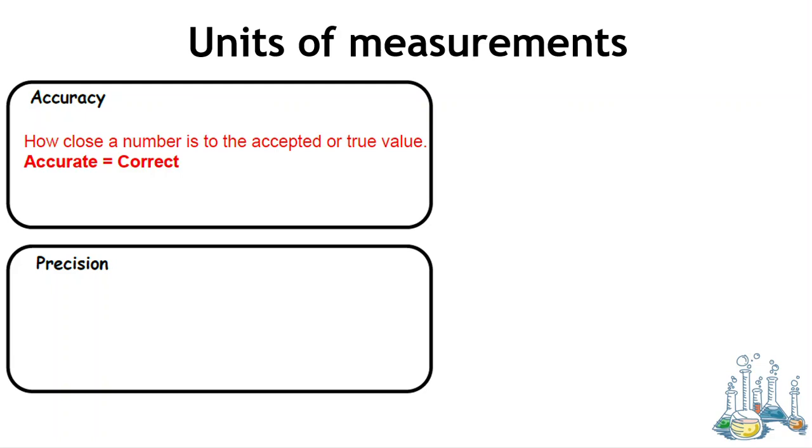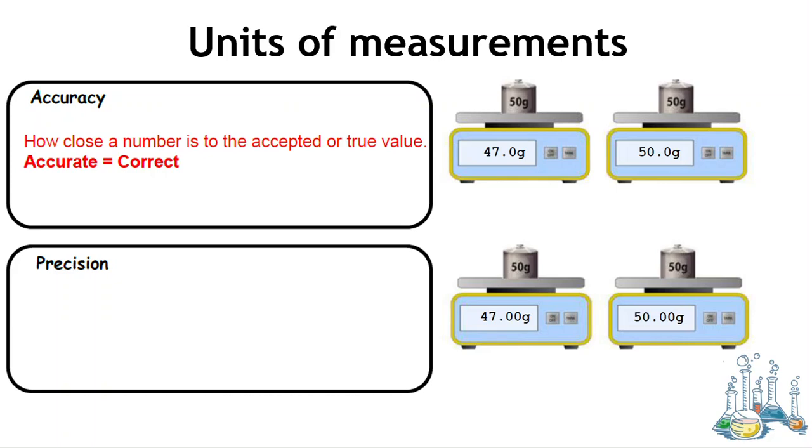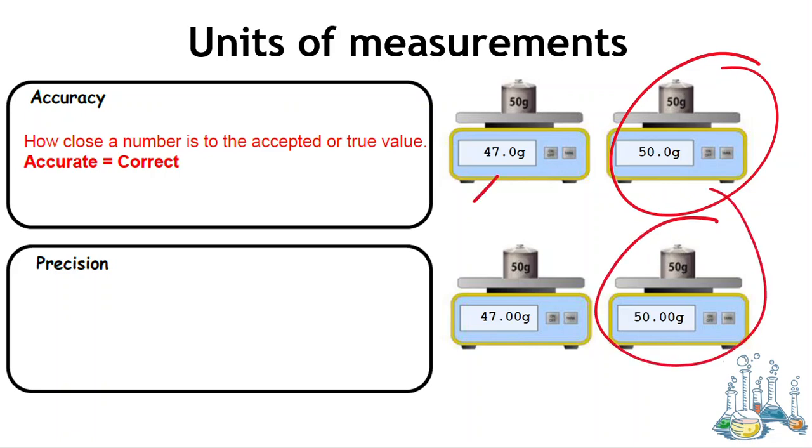Accuracy refers to how correct a number is. So for example, let's say that I have these 4 balances and they each have a certified 50-gram weight placed on them. Accuracy means that they measure the weight correctly. In other words, this balance and this balance are accurate, and these two are not.